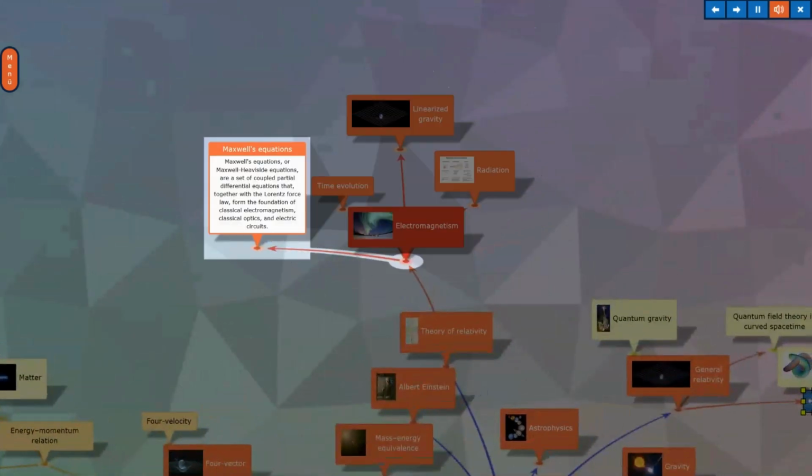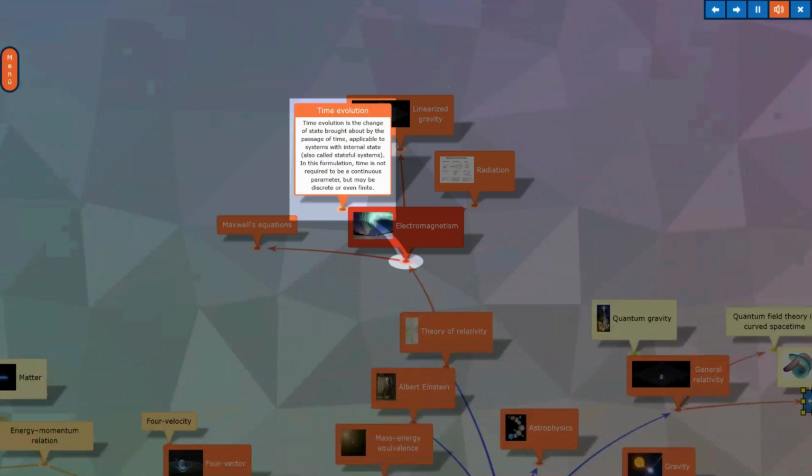Maxwell's equations. Maxwell's equations, or Maxwell-Heaviside equations, are a set of coupled partial differential equations that, together with the Lorentz force law, form the foundation of classical electromagnetism, classical optics, and electric circuits. Time evolution. Time evolution is the change of state brought about by the passage of time, applicable to systems with internal state, also called stateful systems. In this formulation, time is not required to be a continuous parameter, but may be discrete or even finite.